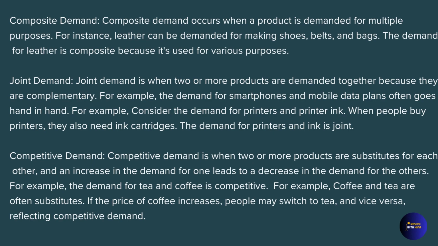Joint demand. Joint demand is when two or more products are demanded together because they are complementary. For example, the demand for smartphones and mobile data plans often goes hand in hand. For example, consider the demand for printers and ink. When people buy printers, they also need ink cartridges. The demand for printers and ink is joint.